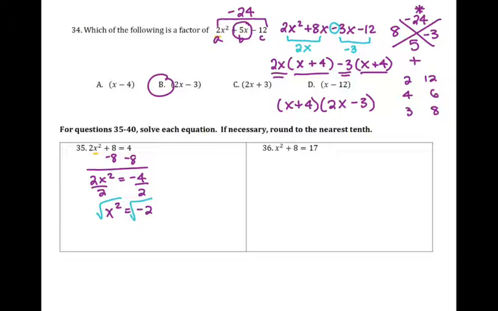However, if you notice, you are taking the square root of a negative, which does not exist in the real number system. It is an imaginary number, which we will learn about in the future, but not in Algebra 1. Since we are taking the square root of a negative, it doesn't exist. So this one has no solution.